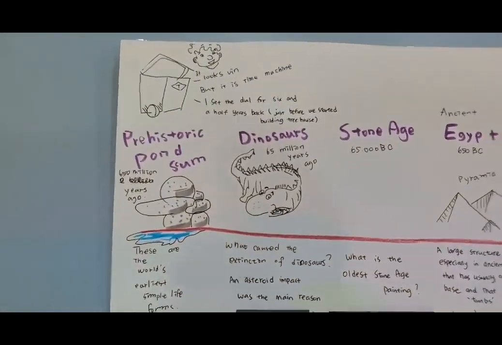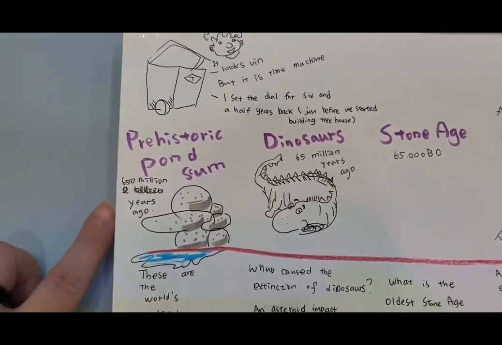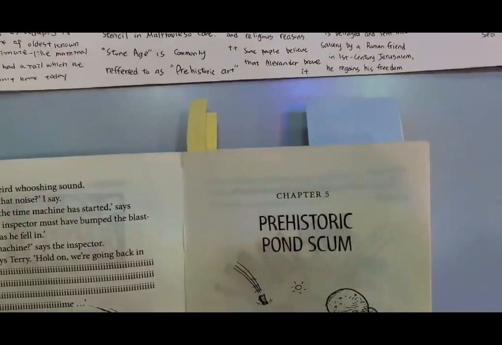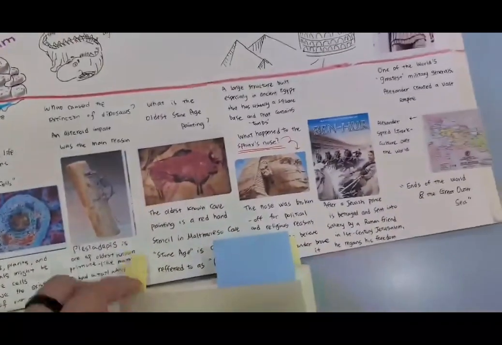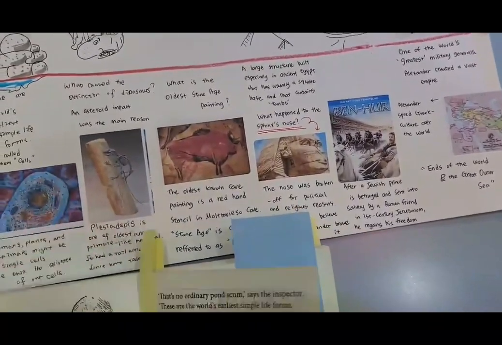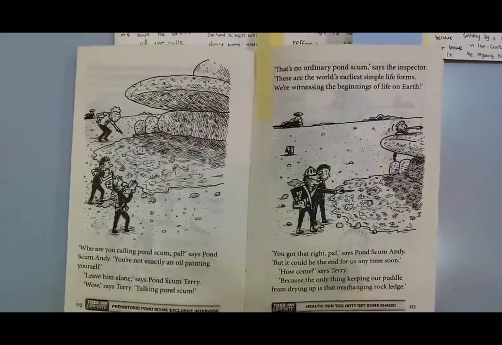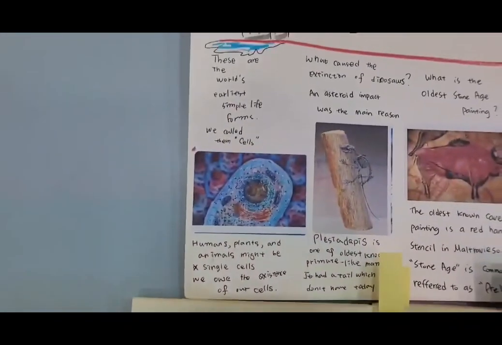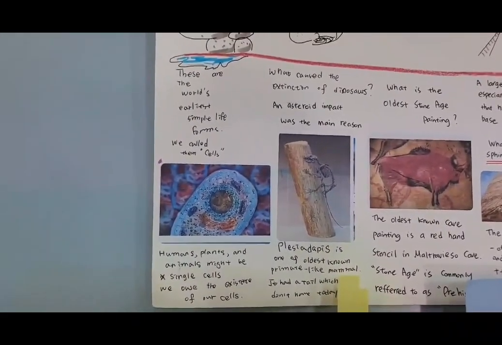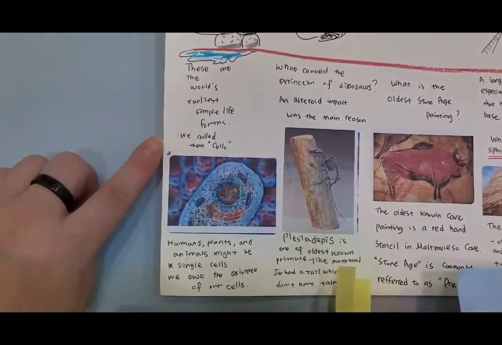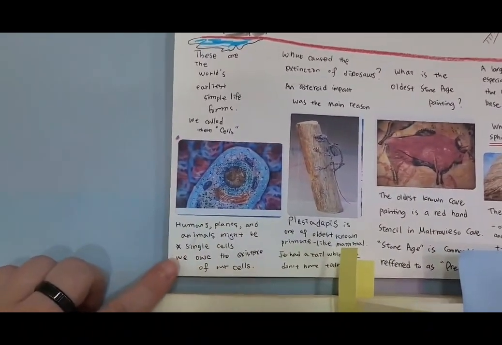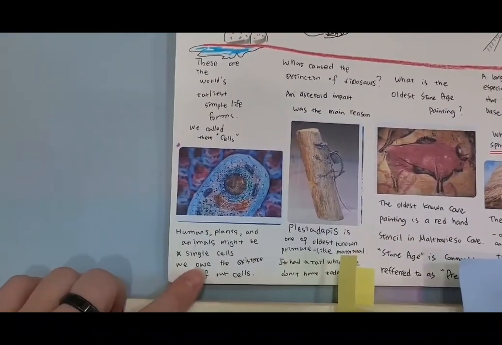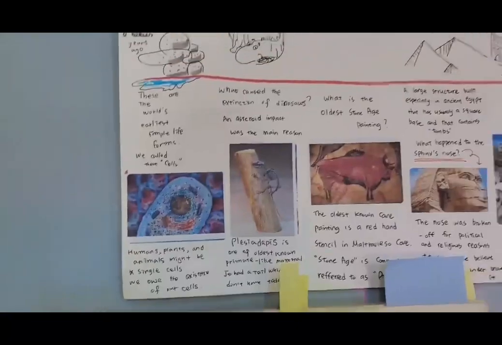So Andy and Terry go back 650 million years ago to the prehistoric pond scum in chapter 5. Now in chapter 5, they wind up finding kind of prehistoric versions of themselves as the earliest life forms. So then students can research what were the actual earliest life forms. We have cells, and it's talking about our single cells, and we owe the existence of our cells.